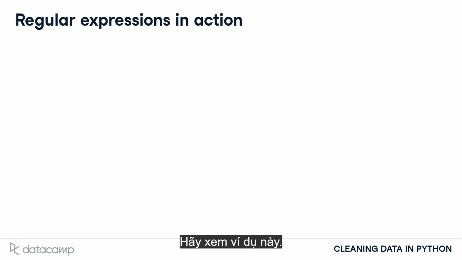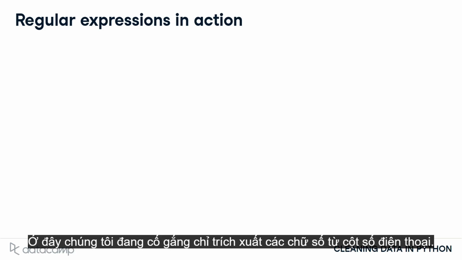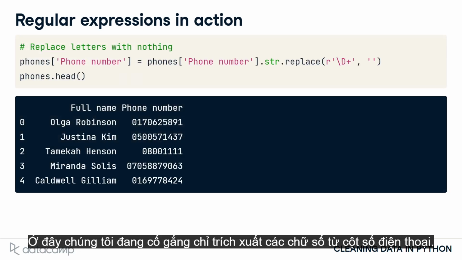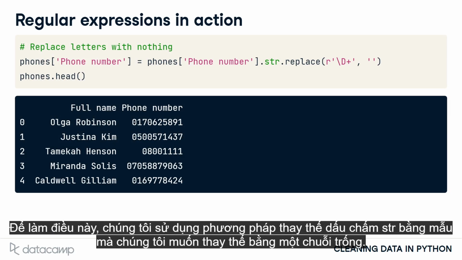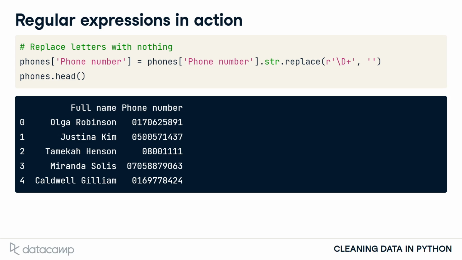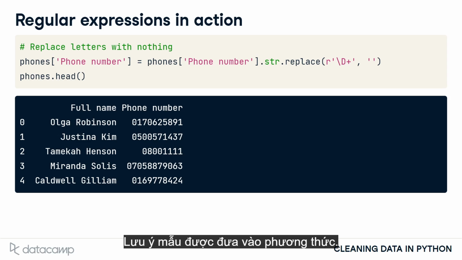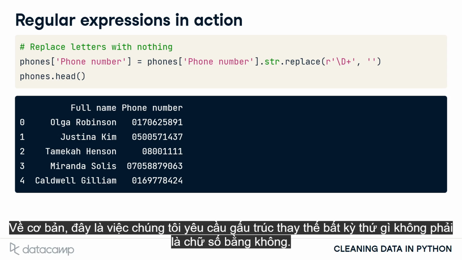Let's take a look at this example. Here, we are attempting to only extract digits from the phone number column. To do this, we use the .str.replace method with the pattern we want to replace with an empty string. Notice the pattern fed into the method? This is essentially us telling pandas to replace anything that is not a digit with nothing.